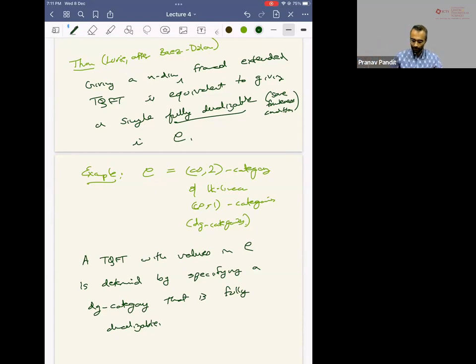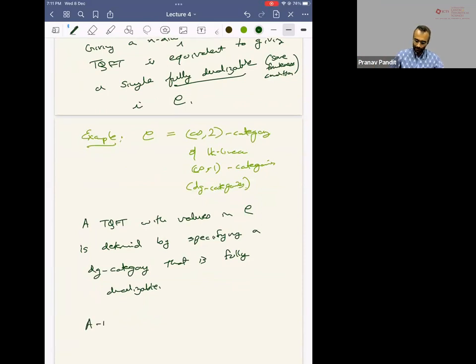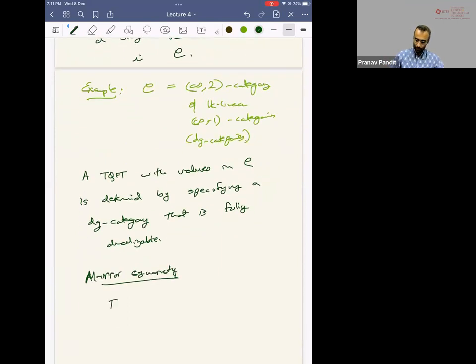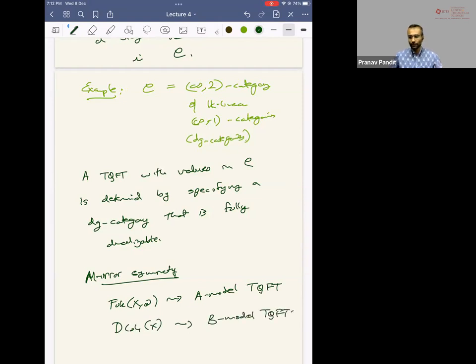In the case of the A model TQFT, if you look at the Fukaya category of X, omega, this gives rise to the A model TQFT. And if you look at the derived category of coherent sheaves, sorry, that's what I said earlier, the derived category of coherent sheaves, this gives rise to the B model TQFT. And mirror symmetry says these two TQFTs are equivalent.